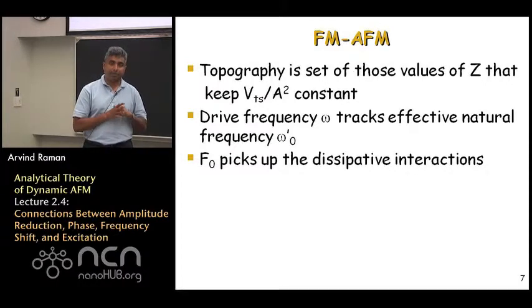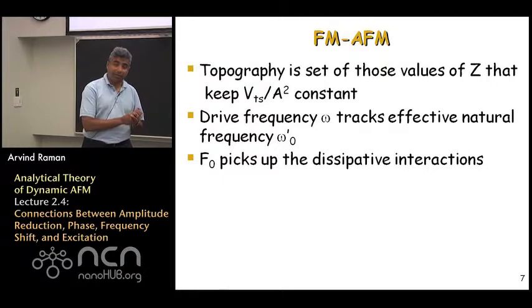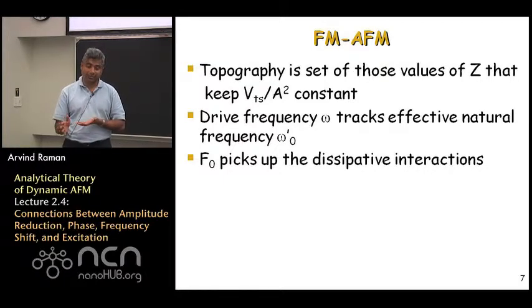This leads us to the following conclusions: when we deal with frequency modulated AFM, the topography that's rendered is the set of those values of Z that keep the ratio of VTS divided by A squared constant. This is equivalent to saying keeping the frequency shift constant. The drive frequency automatically tracks the effective natural frequency omega naught prime, and F naught changes to pick up the dissipative interactions between the tip and the sample.